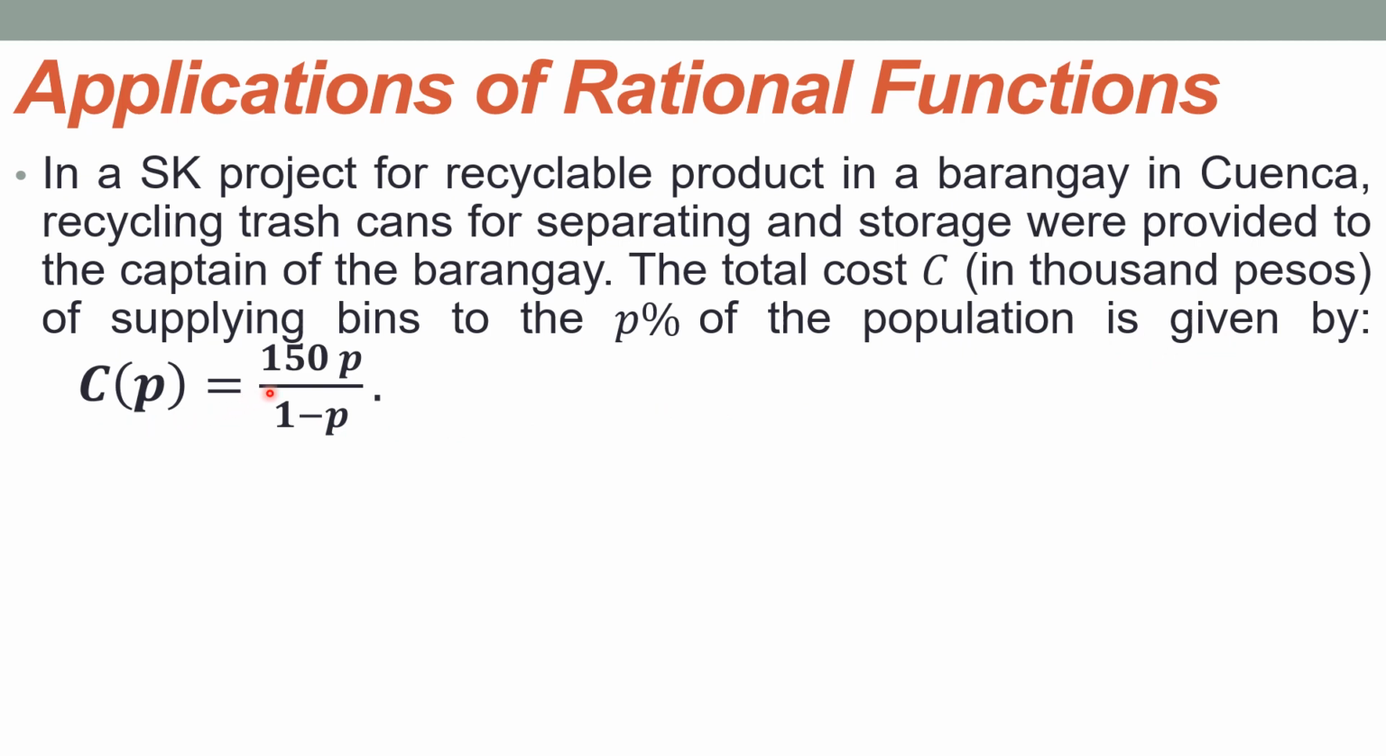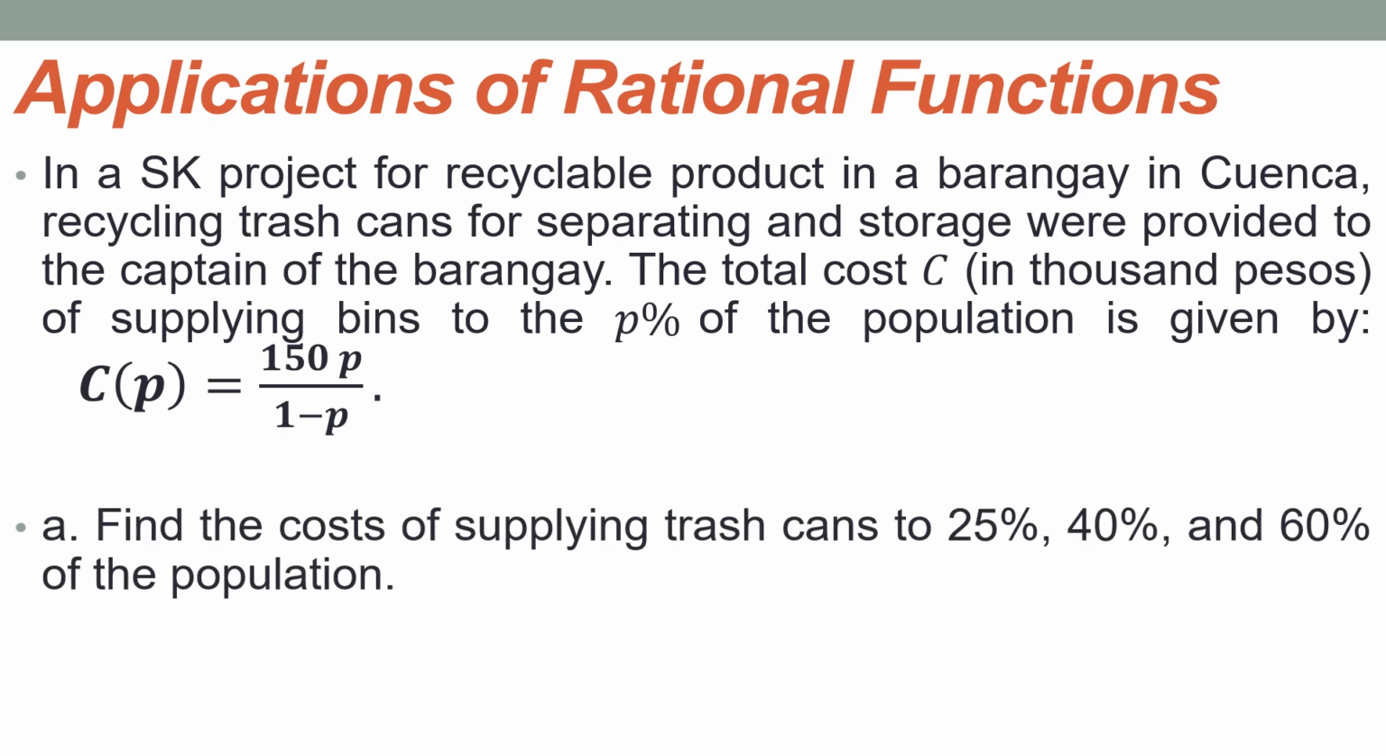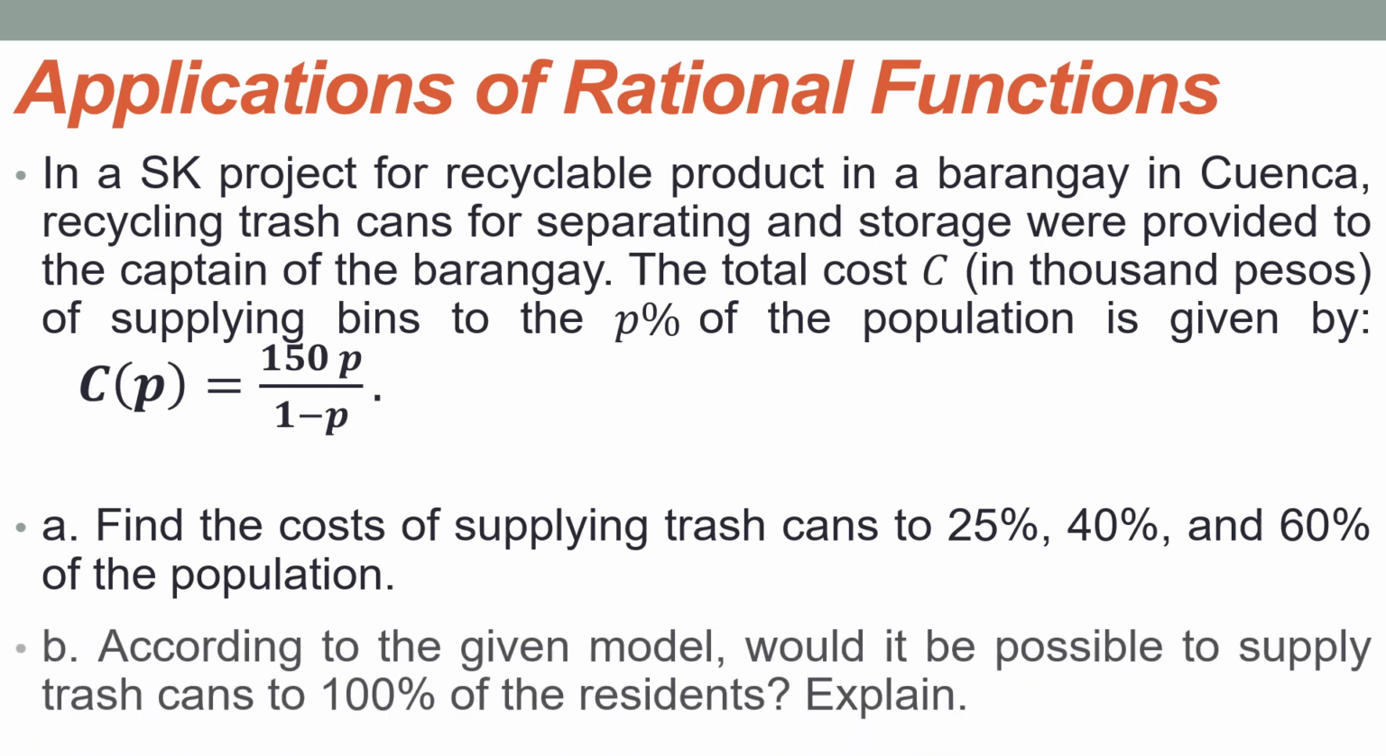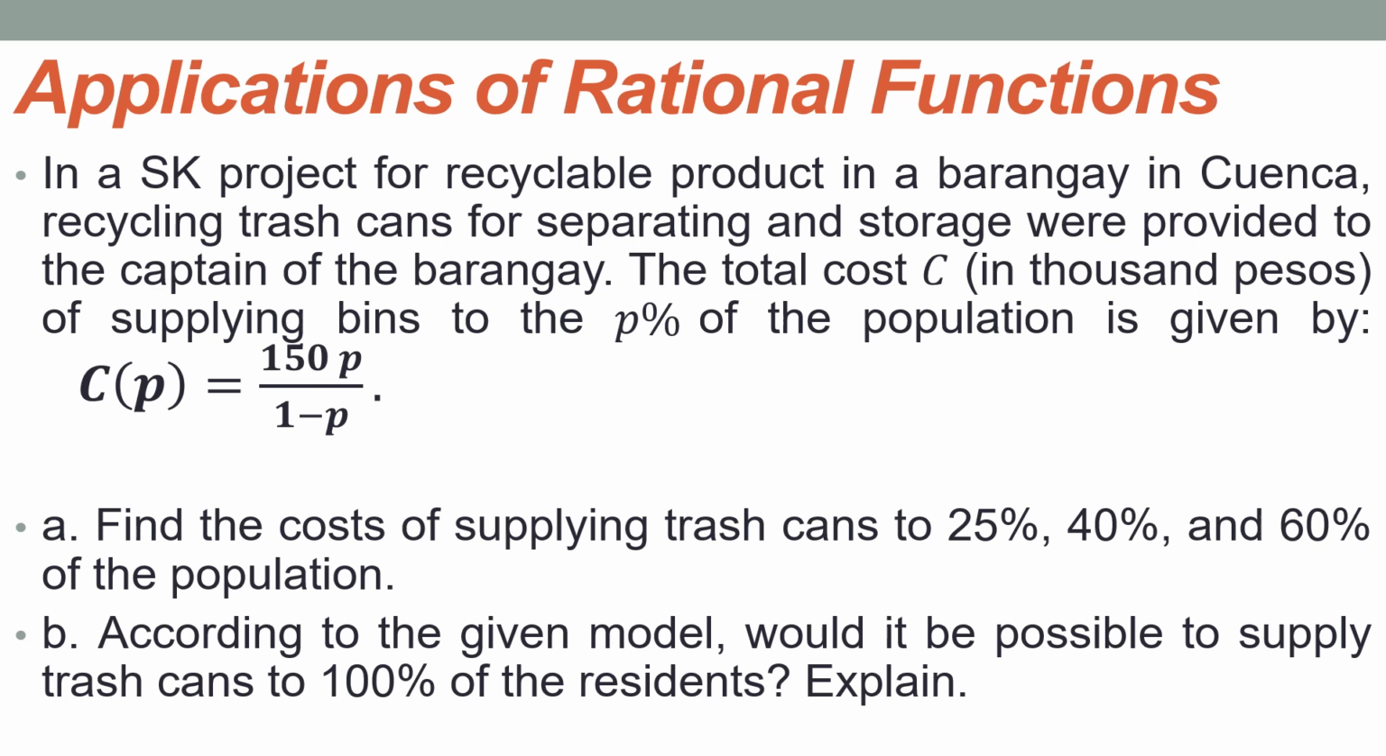So C of P is equal to 150P over 1 minus P, where C stands for the total cost in 1,000 pesos and P is the percentage of the population. So the total cost of this project depends on the percentage of the population of the barangay. Find the cost of supplying trash cans to 25%, 40%, and 60% of the population. And also, according to the given model, would it be possible to supply trash cans to 100% of the residents? You're going to explain why.